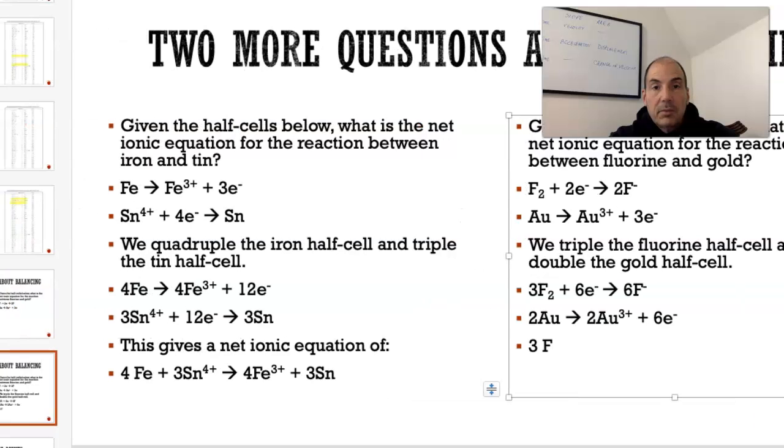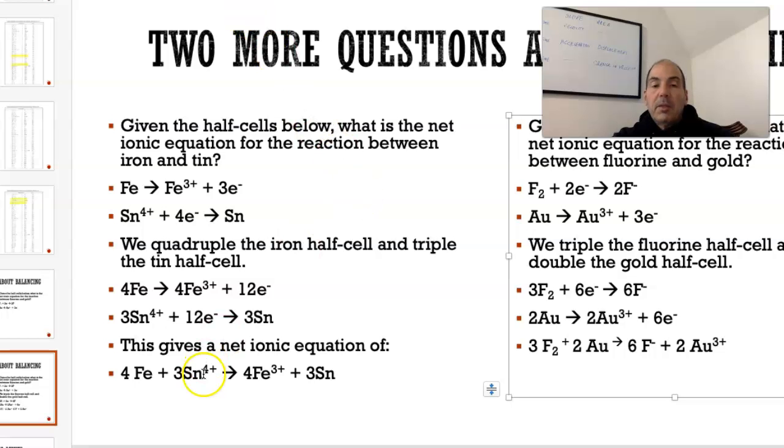Alright, that's not working for me. We're going to do that. 3 F2 plus 2 Au. And that's not working for me either. I'm going all out on this video. Come on. Working. Yields 6 F minus plus 2 Au 3 plus. Okay. Yeah.